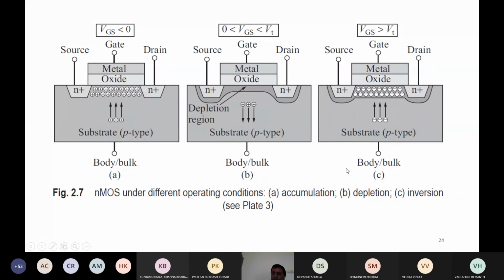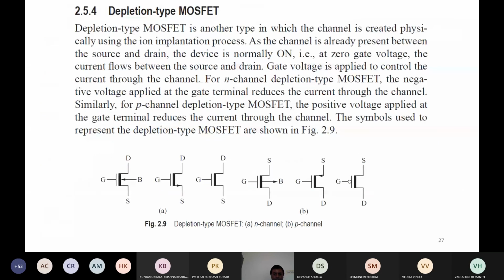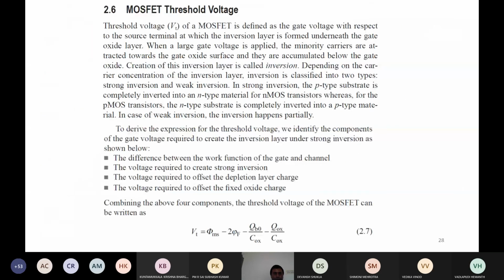So this is the process of operation of this MOSFET in different modes of operation, like accumulation, depletion and inversion. This is the accumulation mode of operation, this is the depletion mode of operation, and this is the inversion mode of operation. This inversion mode of operation is utilized for the working of the MOSFET. So this is already explained with the help of the diagram, and threshold voltage and other calculations we will do later on.